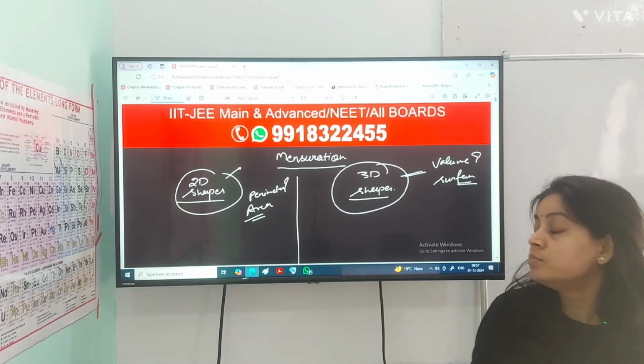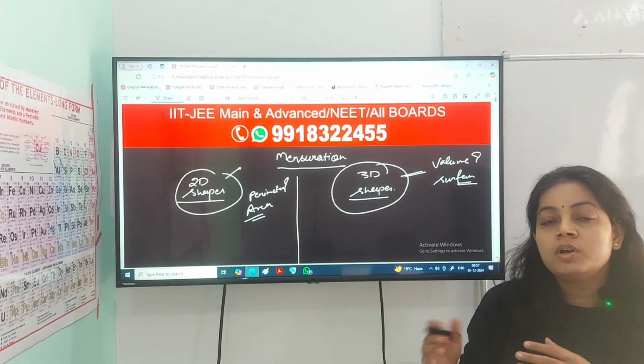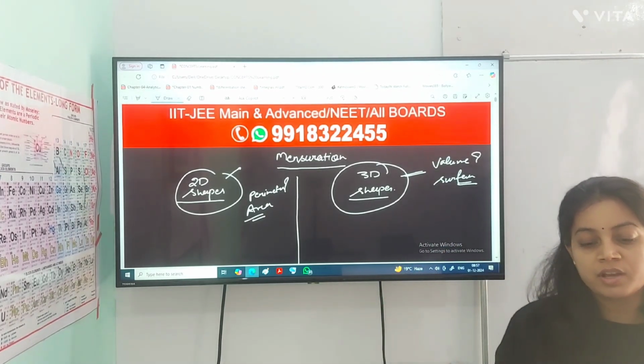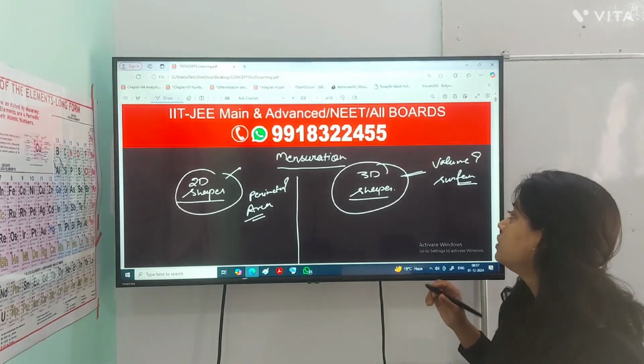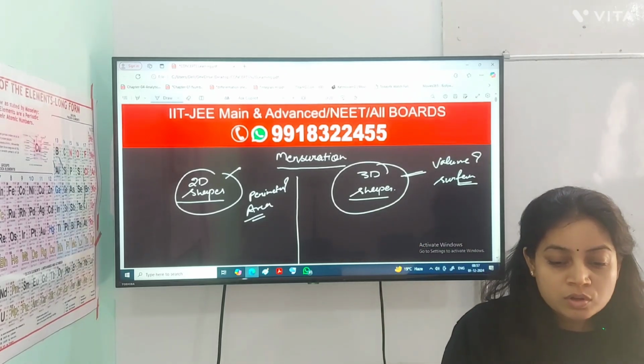The surface area we calculate because 3D shapes have multiple surfaces. Like in a cube you have 6 surfaces, right? Similarly in the cylinder and every other 3D shape you have multiple surfaces. So at that time you need to calculate the different areas of the different surfaces.